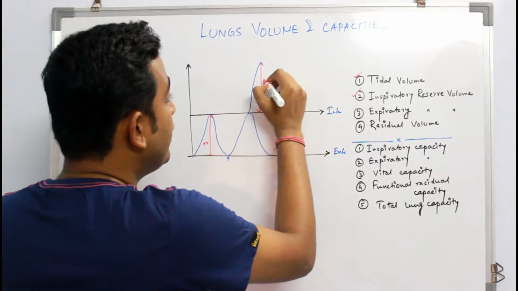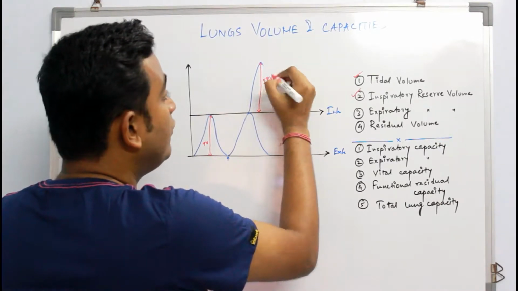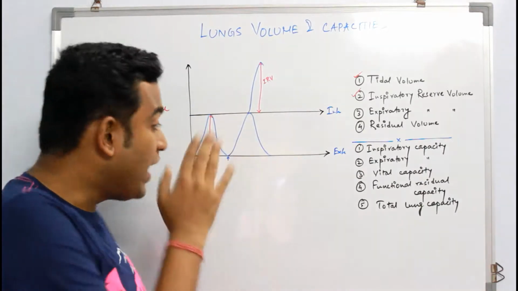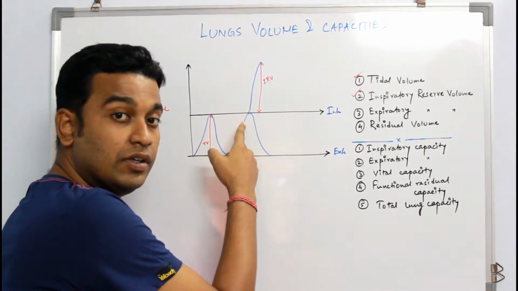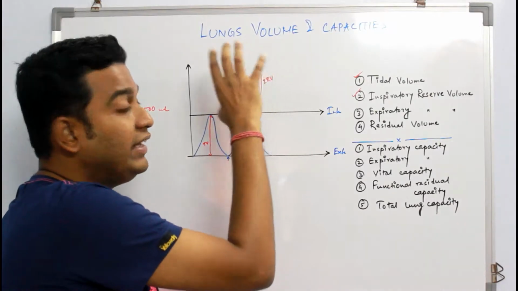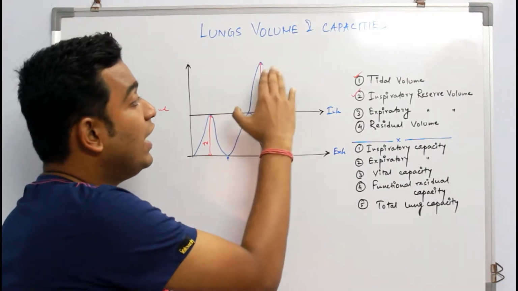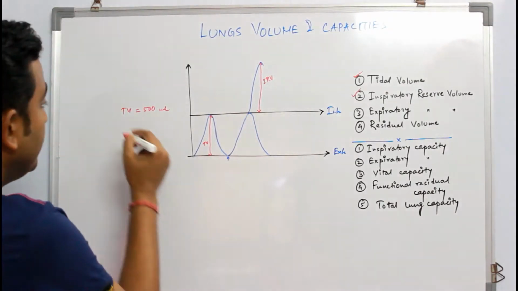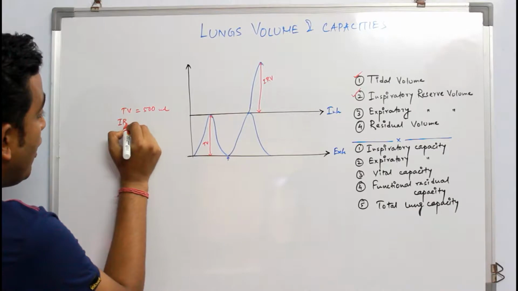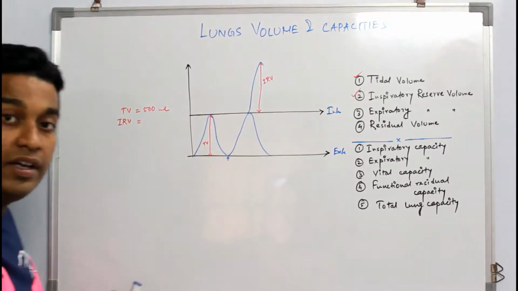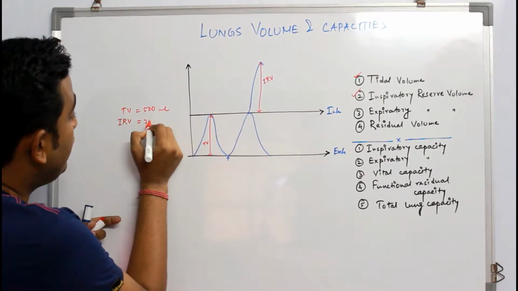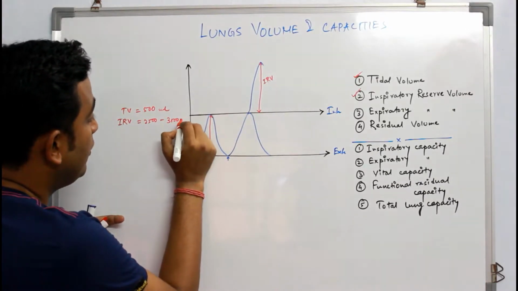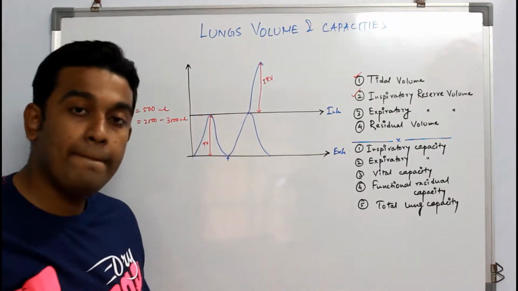So in short, I'll write it here, IRV. So right after normal inhalation, to the maximal extent, whatever inhalation you can do is what you call IRV or inspiratory reserve volume. So write it here, IRV is around, say, 2500 to 3000 ml.